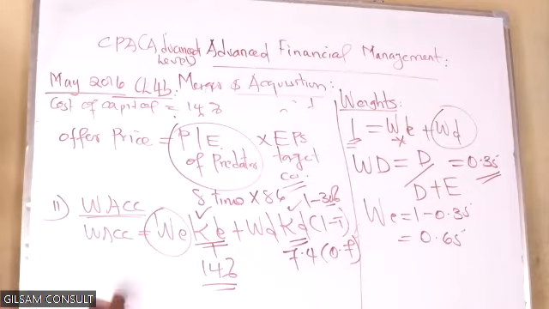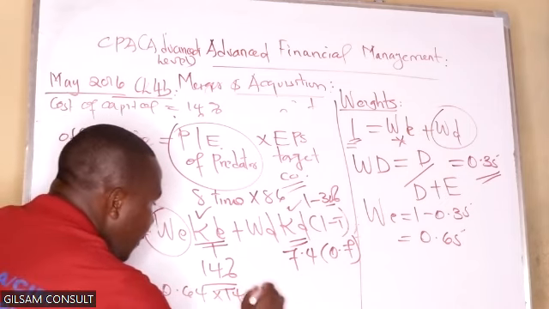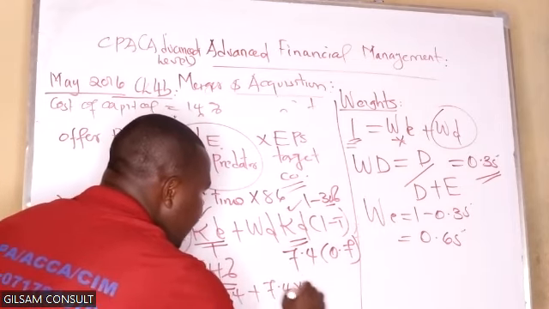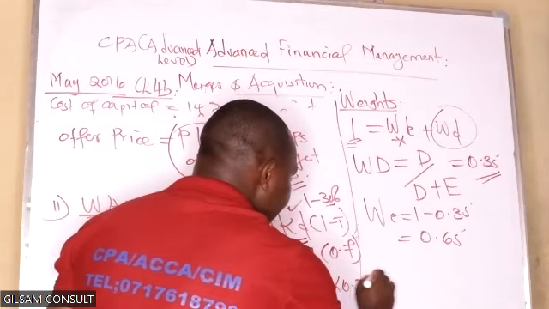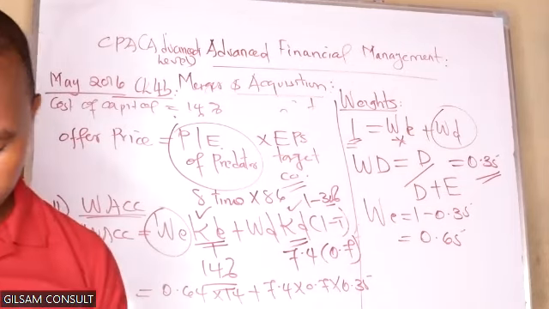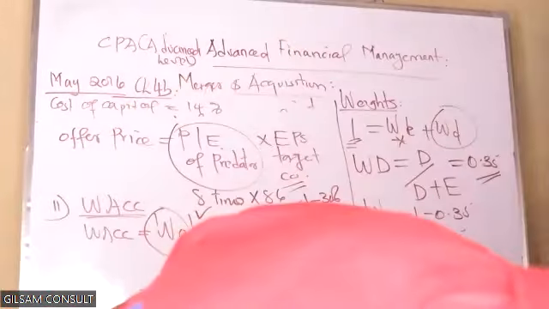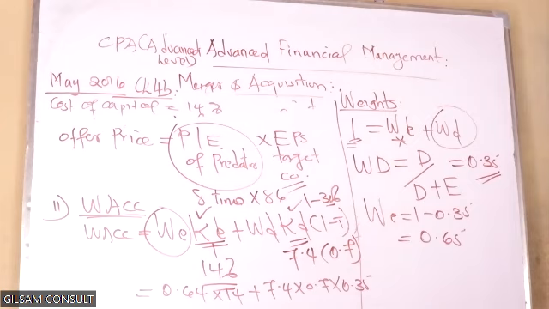So you can get your cost of capital by taking 0.65 times 14, plus 7.4 times 0.7 times 0.35. You get your WACC. So let's get that value.